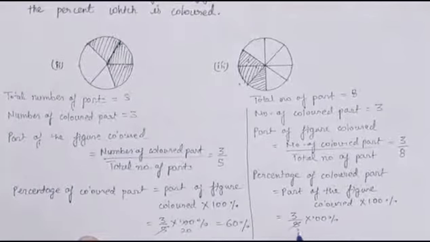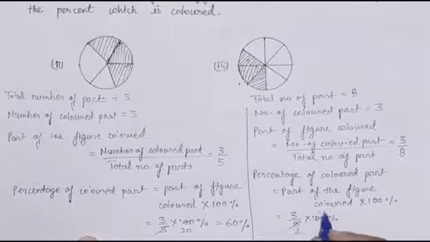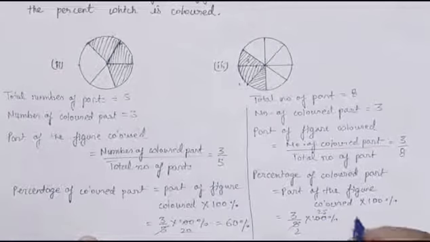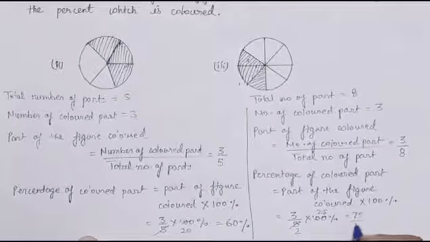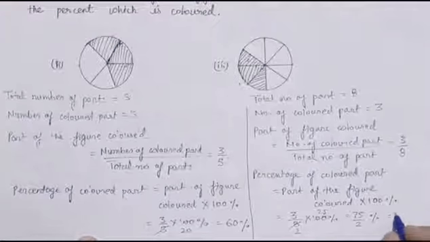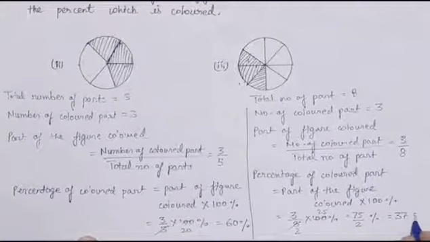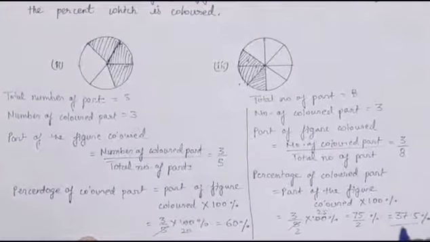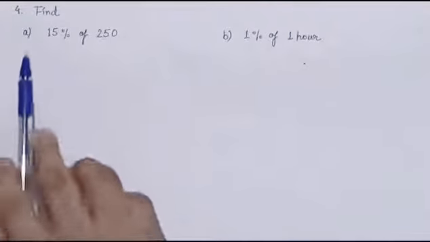Now 4 2 times, 4 25 times. 25 into 3 is 75. So we have 75 by 2%, which is equals to 37.5%. So this is our required answer. Now let us see the next question.